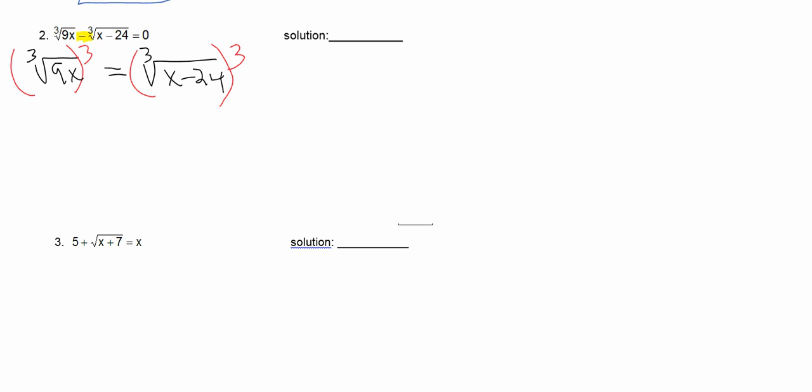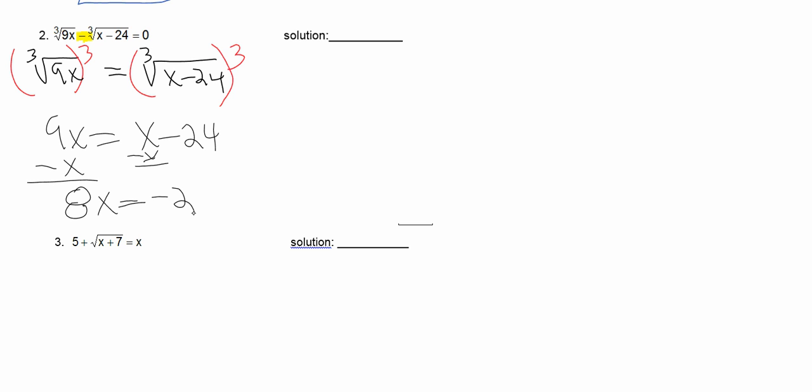And we'll get 9x is equal to x minus 24. So I'll subtract an x, and get a positive 8x equals a negative 24. And divide both sides by 8. And looks like we get x equals negative 3.